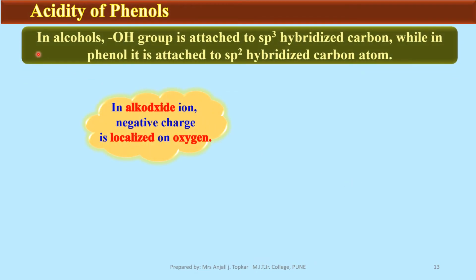Let's understand the difference between alcohols and phenols and acidity. In alcohols, the OH group is attached to an sp3 hybridized carbon atom, while in phenols it is attached to an sp2 hybridized carbon atom. In the alkoxide ion, the negative charge is localized on the oxygen atom.